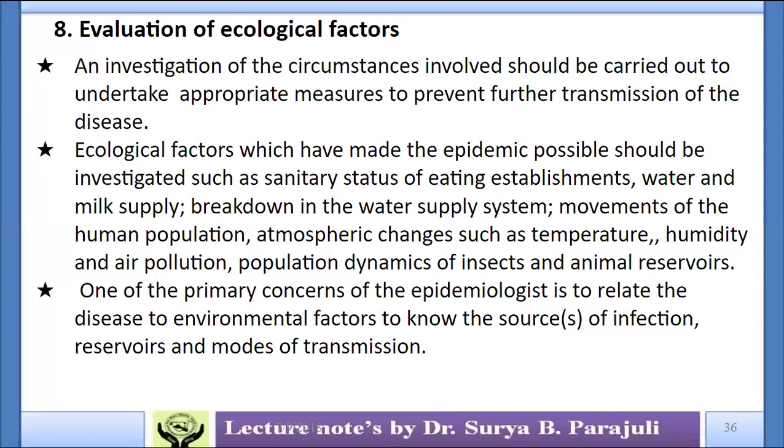So without having a good water supply system, we can't think about a typhoid-free society. We can't think about a cholera or diarrhea-free society. For that, we must have good sanitation and hygiene, a good water supply system. So as an epidemiologist, we need to go beyond our OPD or clinical or hospital setting.